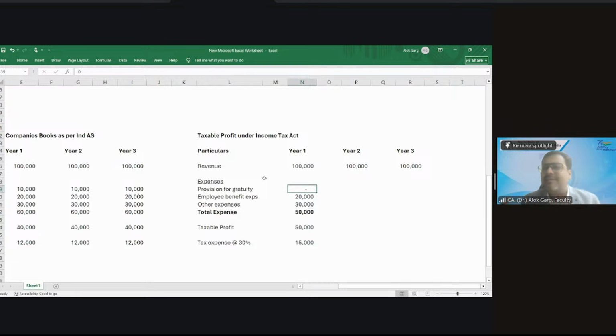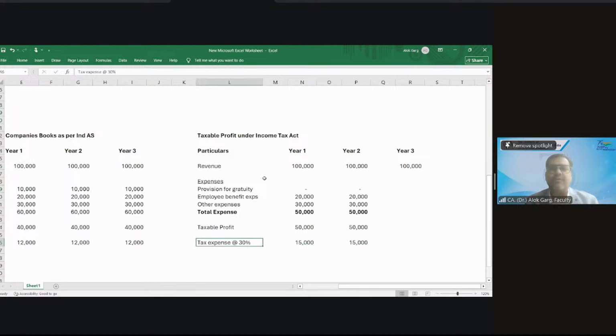Okay, so let's see the third year. So let's talk about the second year also. In the second year, what should be my provision for gratuity in Income Tax Act? 0. Okay, employee benefit and other expense, same number, right? What is my taxable profit in the second year? Same amount, 50,000. What is my tax expense? What is the tax I'm going to pay in the second year?